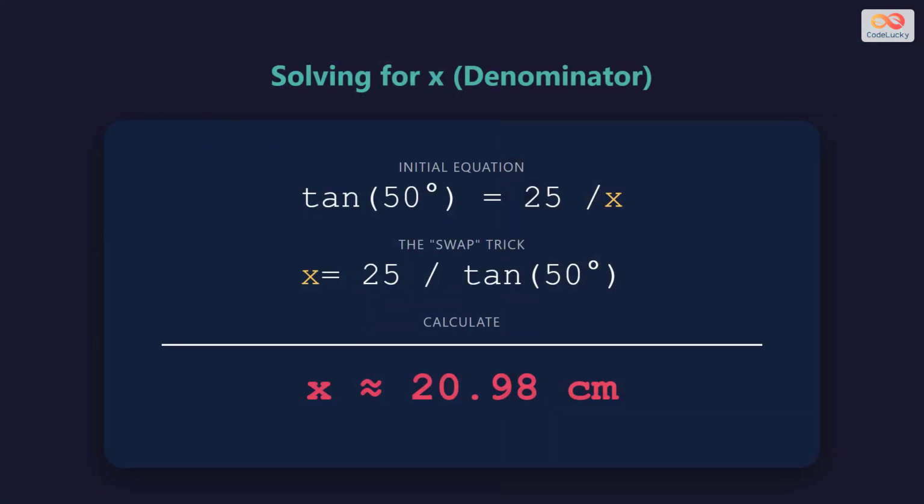Solving for x when it is in the denominator requires an extra step. We can swap the positions of the tangent term and x. This gives us the new equation, x equals 25 divided by the tangent of 50 degrees. Calculating this gives us a length of approximately 20.98 centimeters.